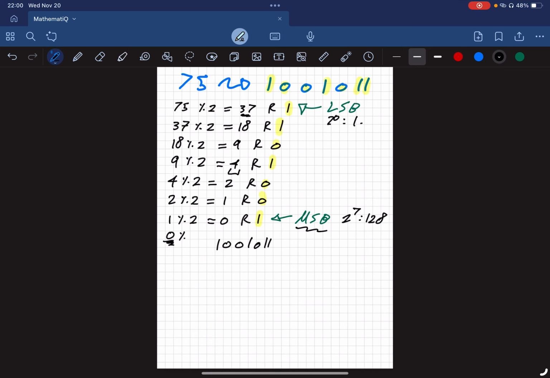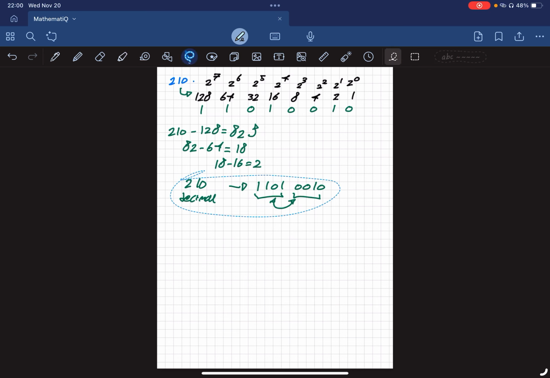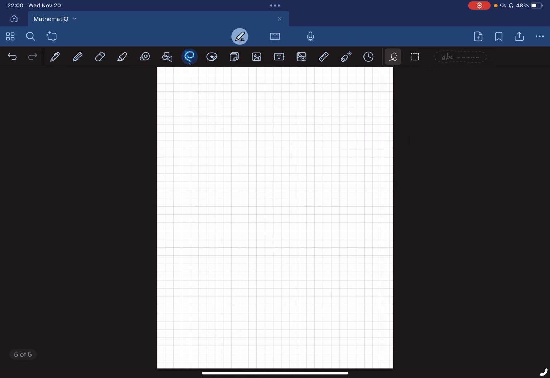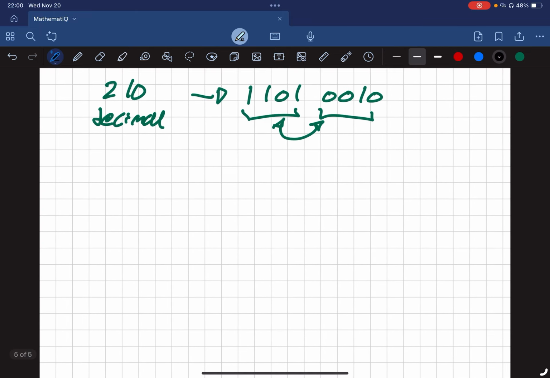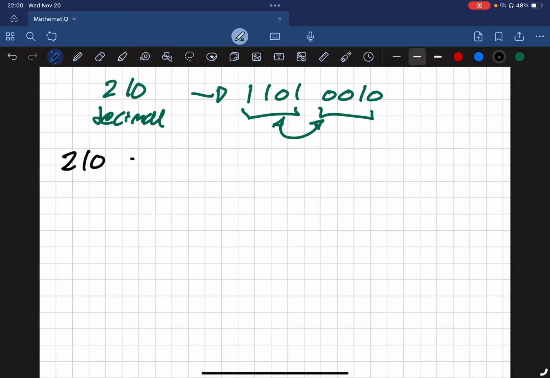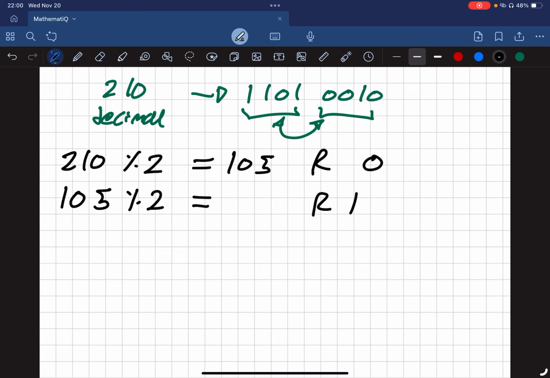So finally, I'll just show the example again for the previous number to help you work through it, and we'll be done here. So once again, a little bit quicker, 210 divided by 2 is equal to 105 with a remainder of 0. And then 105 divided by 2 is equal to 52 with a remainder of 1. And then 52 divided by 2 is going to be 26 with a remainder of 0.